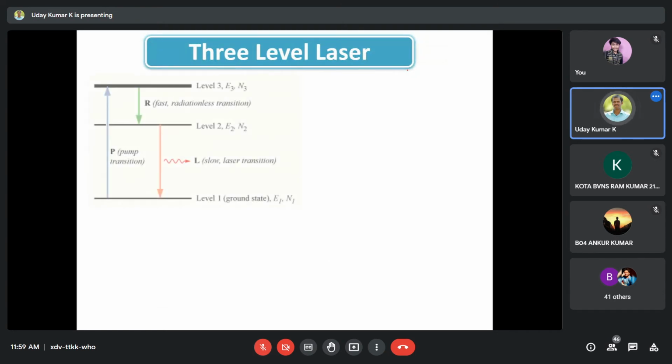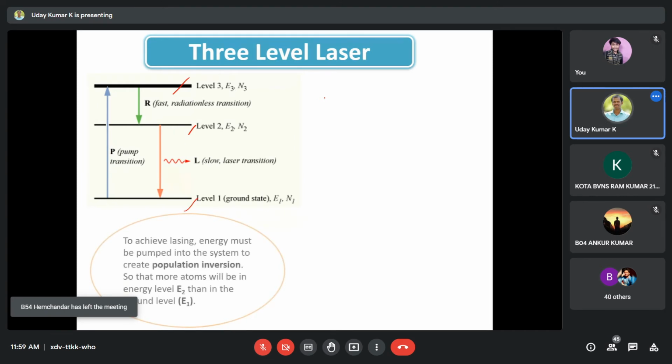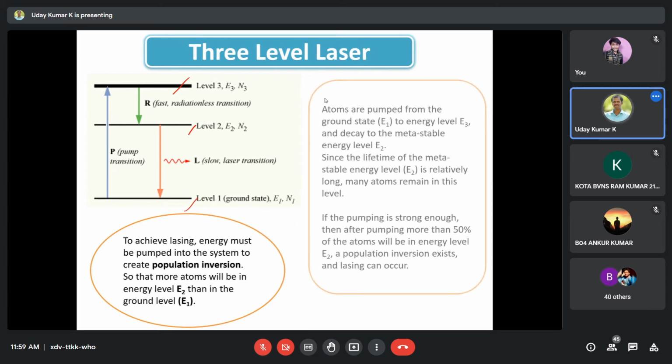All right. Now having the three levels. Now what is three level? Look at it, there is level E1, level E2, and level E3. Now this level E3 is called a metastable state. To achieve lasing, energy must be pumped into the system to create population inversion, so more atoms will be in the energy level E2 than E1. So now atoms are pumped from the ground state E1 to energy level E3 here, and decay to the metastable state, that is E2.